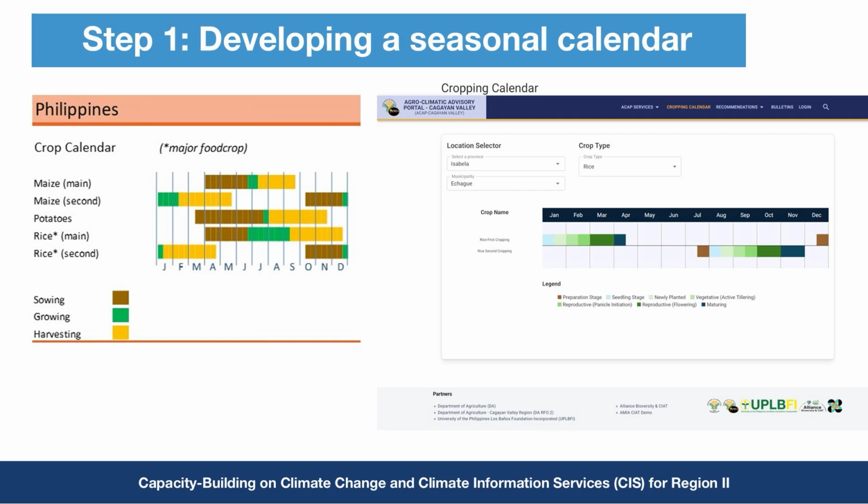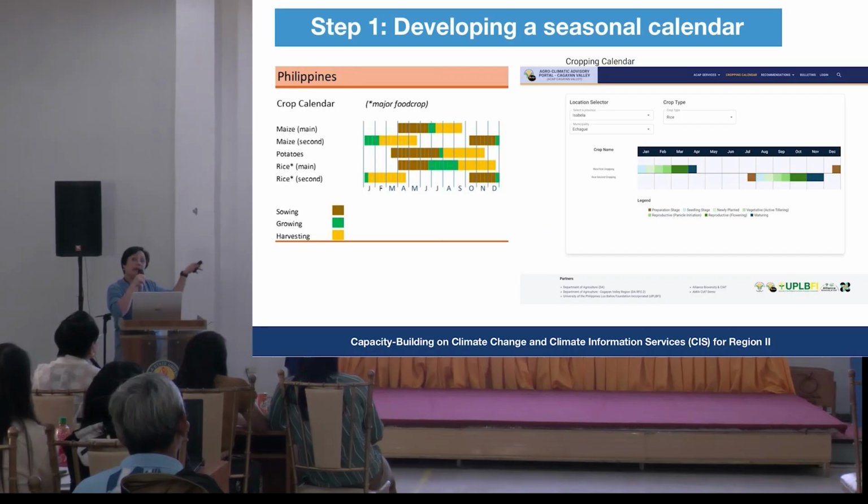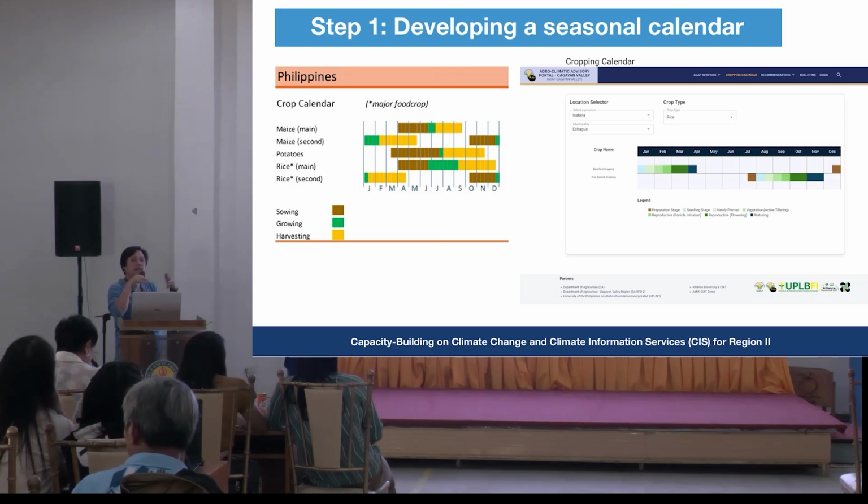So nandyan, nakita natin dyan yung rice. We have 2 cropping seasons for rice. At nandyan yung mga different activities po nila from the preparation stage down to the maturity stage ng crops kung pwede nang mag-harvest. Okay? So, yan po, these are just some of the examples. Seasonal calendar, kasi kailangan talaga nating maintindihan yung current farming system ng mga farmers.